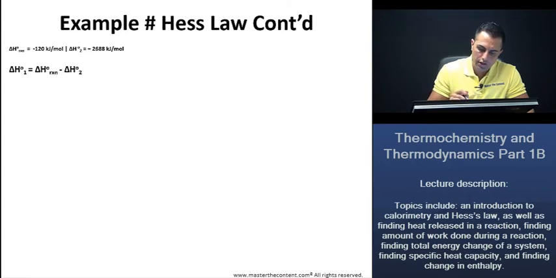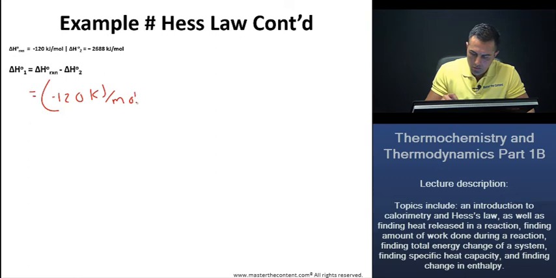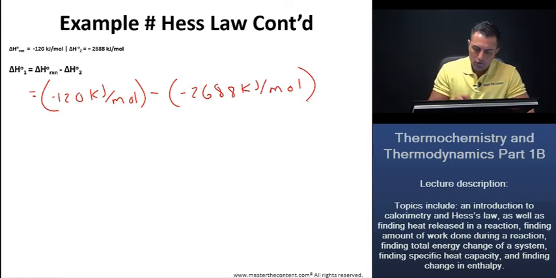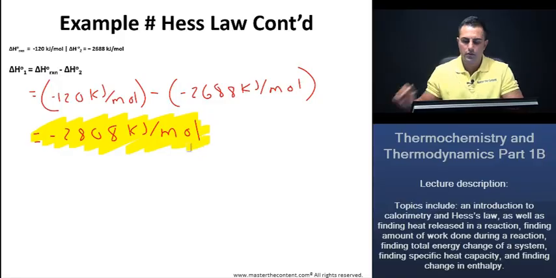Great. If we take a look here, this here is the equation that we had left off with. Let's go ahead and pick it up from here. If we go ahead and we just write in our values, we know that this is going to be negative 120 kilojoules per mole, minus negative 2,688 kilojoules per mole as such. And once we go ahead and we equate that, we see that we get a value of negative 2,808 kilojoules per mole. And that there is our answer. Great. Let's now move on.